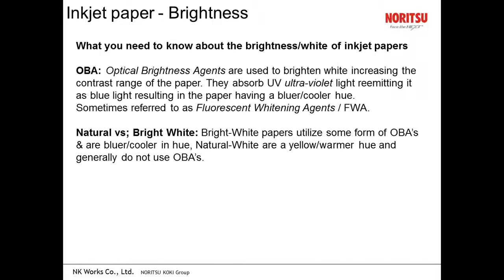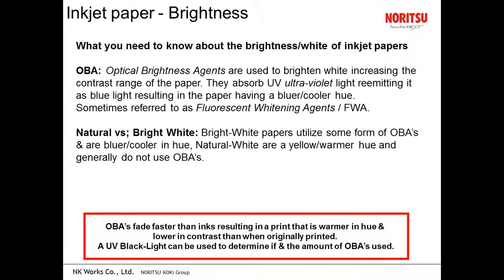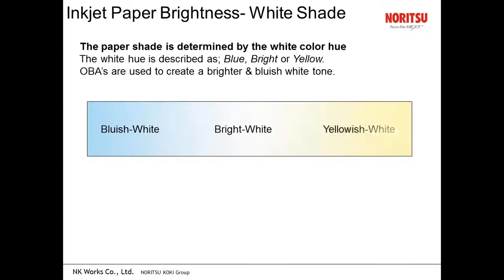Natural papers tend to have fewer OBAs, whereas a bright white paper will have more OBAs within it. OBAs fade faster than inks. So if left out in exposure to daylight, the OBA will fade much faster than the print. So over time, the brightness of the image itself will reduce if a lot of OBAs are used in the paper itself.